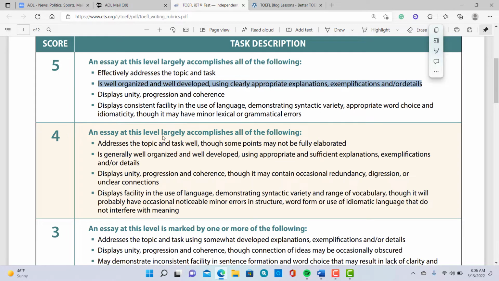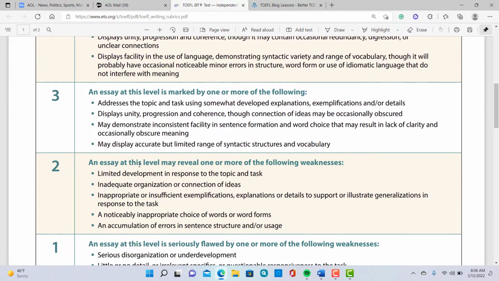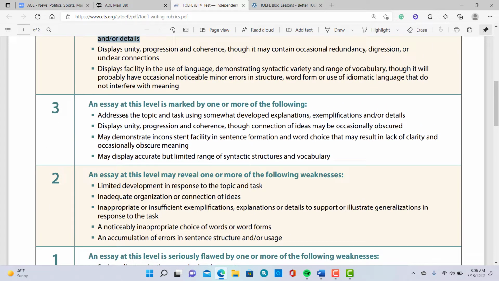We have this one. It is generally well organized and well developed using appropriate and sufficient explanations, exemplifications, and or details. You did not do that. Believe it or not, as good of a writer as you are, you didn't do that. And then the 3, it says, addresses a topic and task using somewhat developed explanations. It says marked by one or more of the following. So even though you are a good writer and you have great vocabulary and grammar, I'm going to put you in the 3 area. And to be safe, I'm going to put you at 3.75.